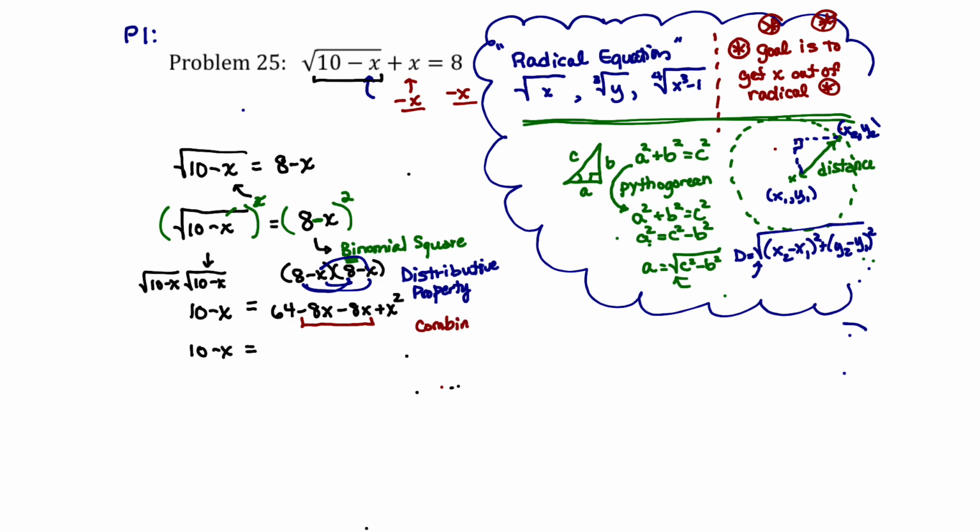Now, some people jump right to the next level, which is they, in their head, combine these two like terms, right? We talked about that in class. In order for you to add things together, they have to be quote unquote like terms, which means they have to have the same variable expression attached to that term. And so that gives us 64 minus 16x plus x squared.